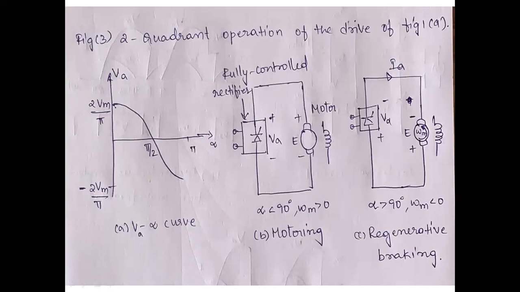That is forward motoring. In the fourth quadrant, regenerative braking, what happens? The rectifier takes power from the DC terminals and again gives it to the AC mains. So this is an inversion process and the rectifier operates as an inverter. The rectifier is called an inverter. Because the generated power is supplied to the source, it is called regenerative braking.